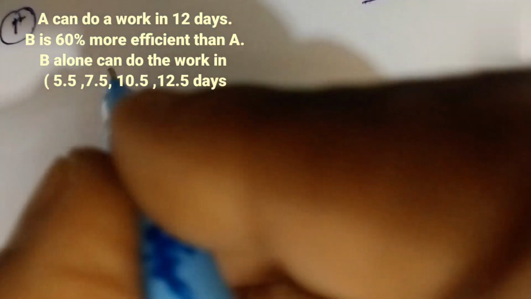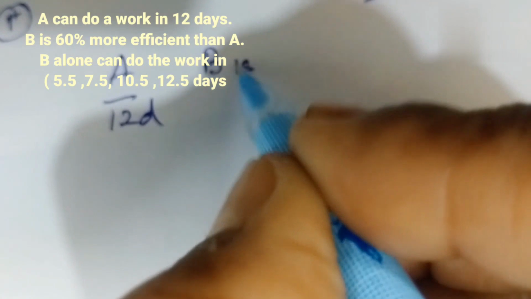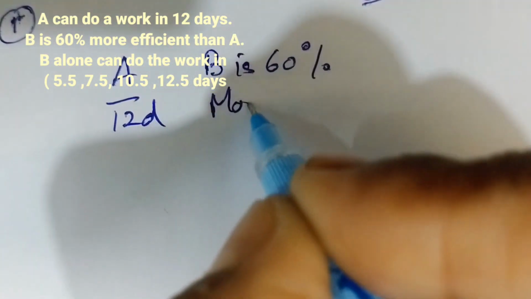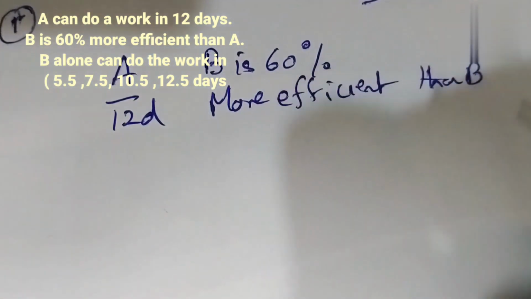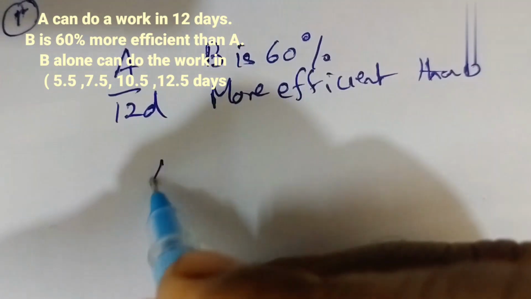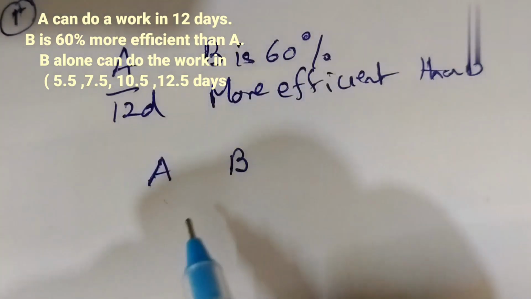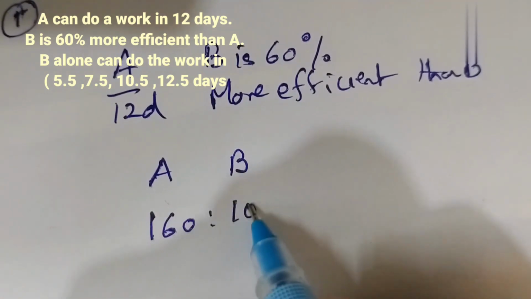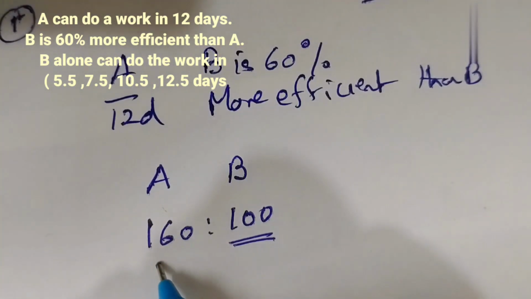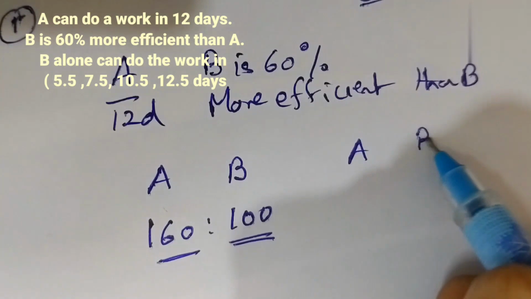The question says, A can do a work in 12 days. I am writing down the question. A can do a work in 12 days. B is 60% more efficient than A. So how do we write? A can do a work alone in 12 days. B is 60% more efficient than A. I'll write 160 for B and 100 for A. If A is 100, then B will be 160. That is, B is 60% more efficient than A.